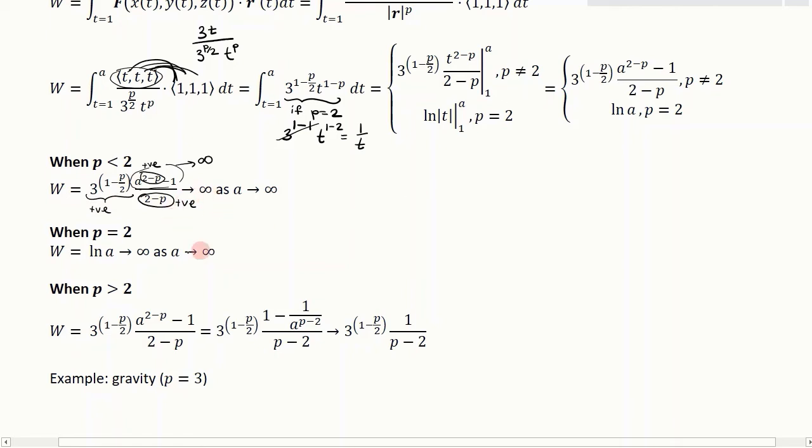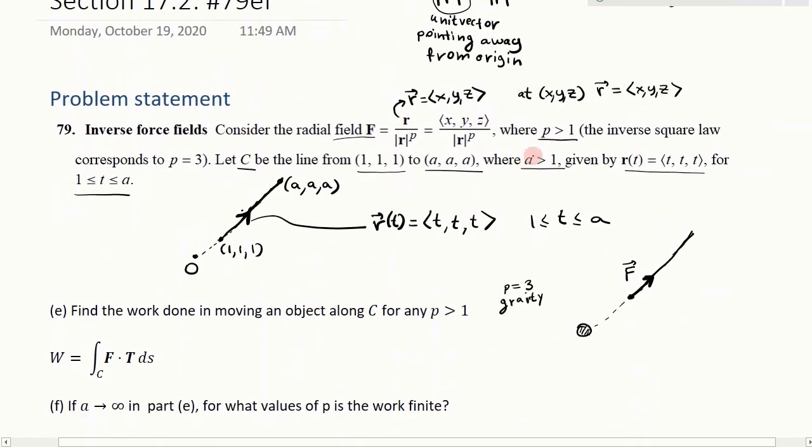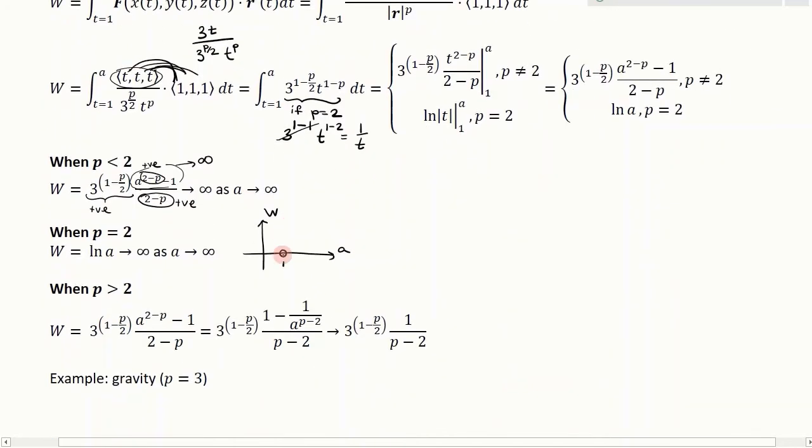When p equals 2, we have w equals ln of a, and this still approaches infinity as a approaches infinity. You can see this from the graph of w versus a. I'm only going to sketch it from 1 onwards because a was given as greater than 1. And ln keeps increasing. It increases very slowly, but it increases to infinity. Actually, I didn't draw it quite right. It's more like this. So it is a very slow increase, but it will eventually go to infinity.